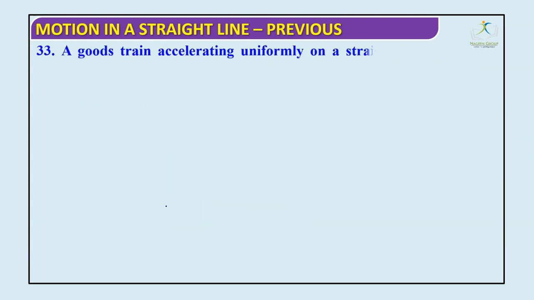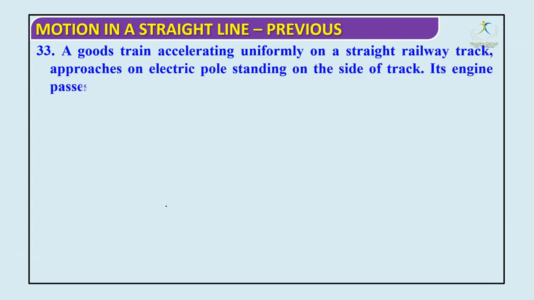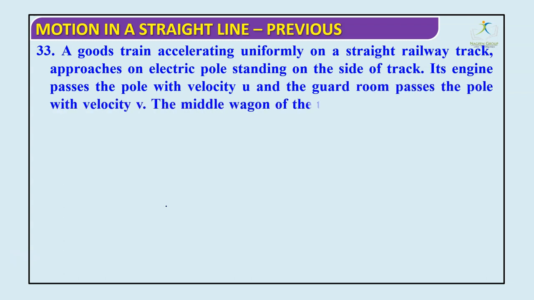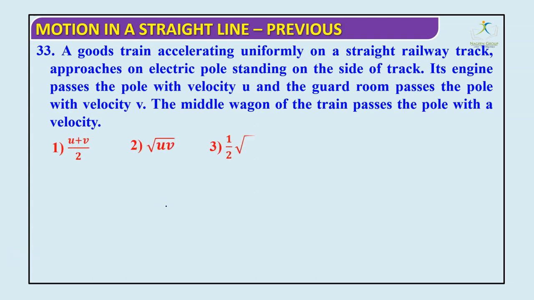Moving on to the next part. A goods train accelerating uniformly on a straight railway track is approaching an electric pole standing on the side of the track. Its engine passes the pole with velocity u, and the guard's room passes the pole with velocity v. The middle wagon of the train passes the pole with the velocity. Here the options are given.